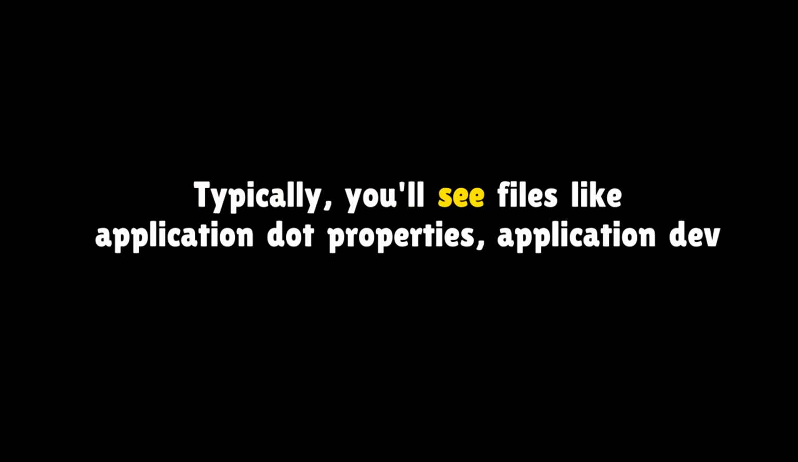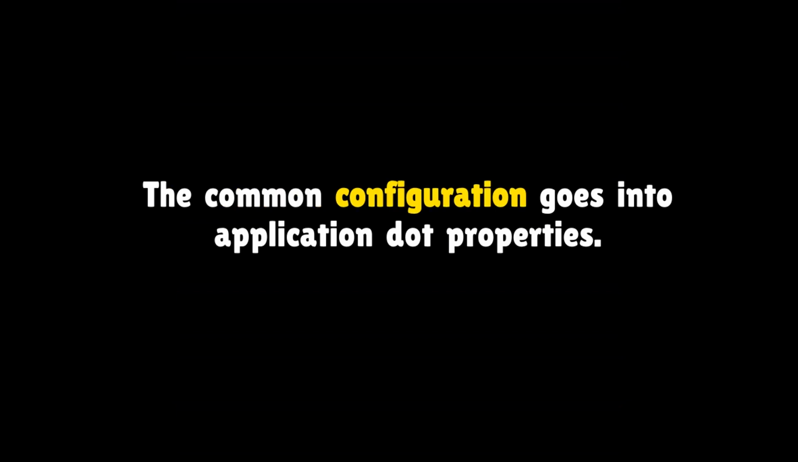Typically, you'll see files like application.properties, application-dev.properties, application-test.properties, application-prod.properties. The common configuration goes into application.properties. Environment-specific settings go into their respective profile files. Now, the question is, how does Spring know which profile to use?